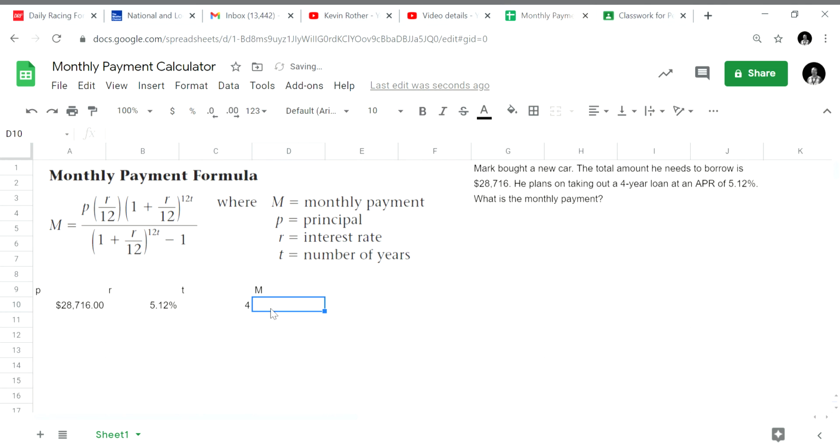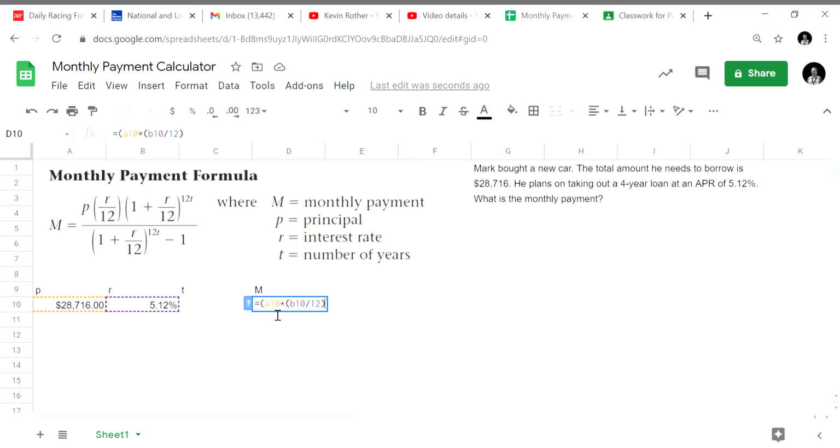Okay, now let's do this formula here. Let's start with the equal sign. Now, what you guys have taught me is we don't have to include this in parentheses. However, we do have to put numerators and denominators in parentheses. So I'm going to start with the parentheses for the numerator. The numerator starts with a P, which is going to be cell A10. And we're going to multiply that by, in parentheses, R divided by 12. R is cell B10. And that's going to be divided by 12.